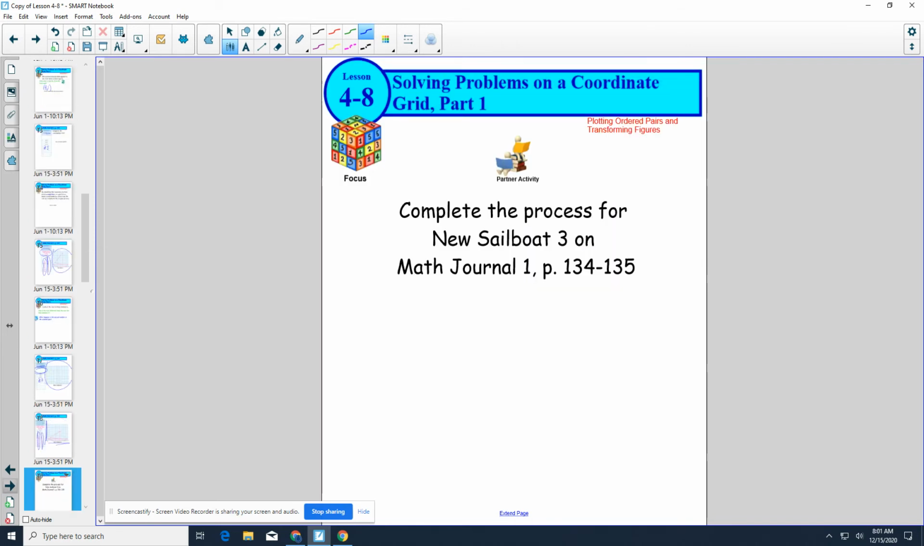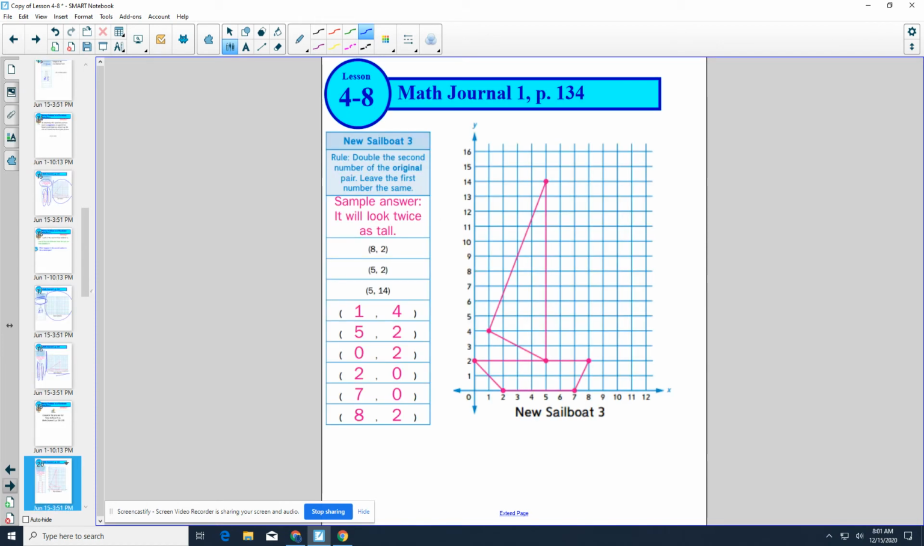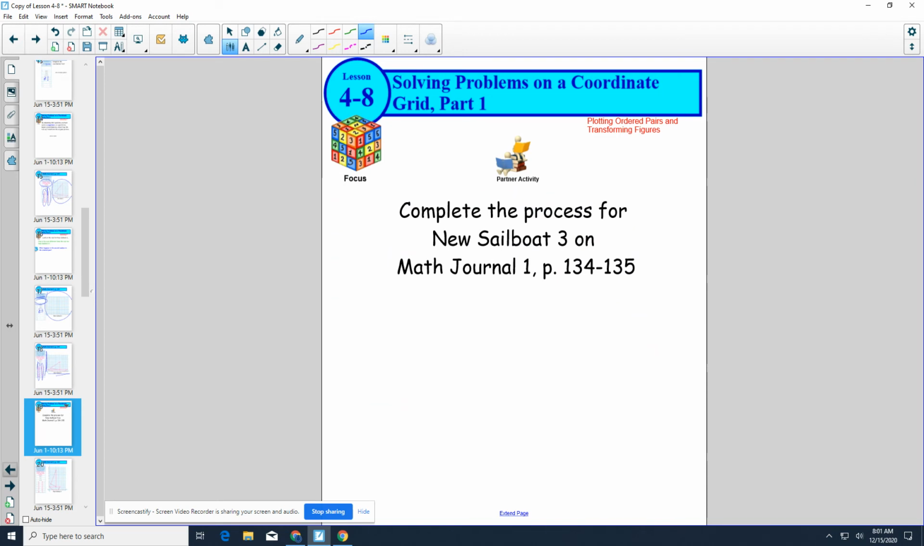Okay, so complete the process for New Sailboat 3 on Math Journal page 134, 135. Okay, so at that point, go ahead and pause the video, and then you can check it against that. So make sure you follow the rules there.